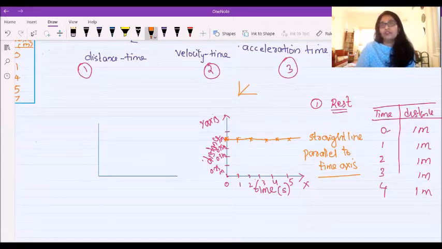So our first one is done. The first kind of distance graph is finished. The object is at rest, or the object is not moving, or the object is stationary. These are the words you can use for this one.